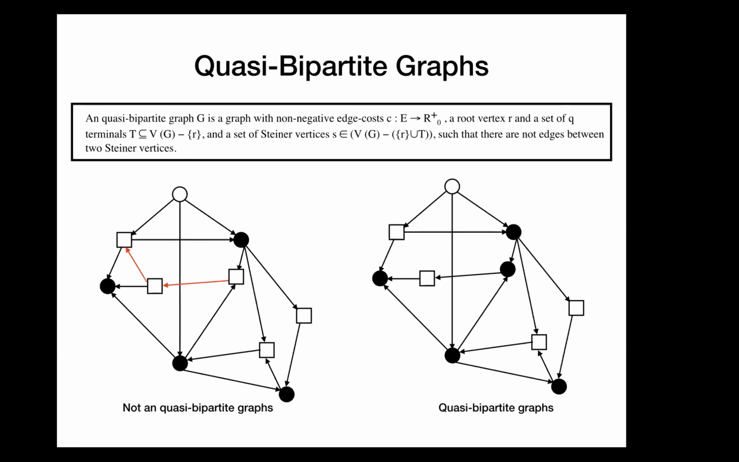Next, because our work is on quasi-bipartite graphs, what is a quasi-bipartite graph? A quasi-bipartite graph is a graph with no edge between two Steiner points. For example, on the right-hand side is a quasi-bipartite graph, and on the left-hand side is not a quasi-bipartite graph because there are edges between Steiner points.